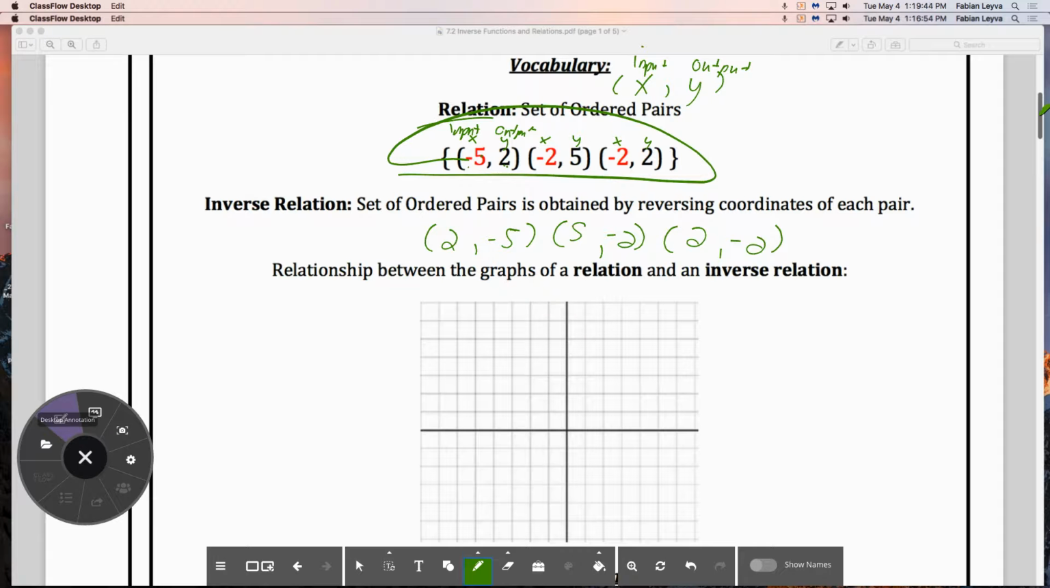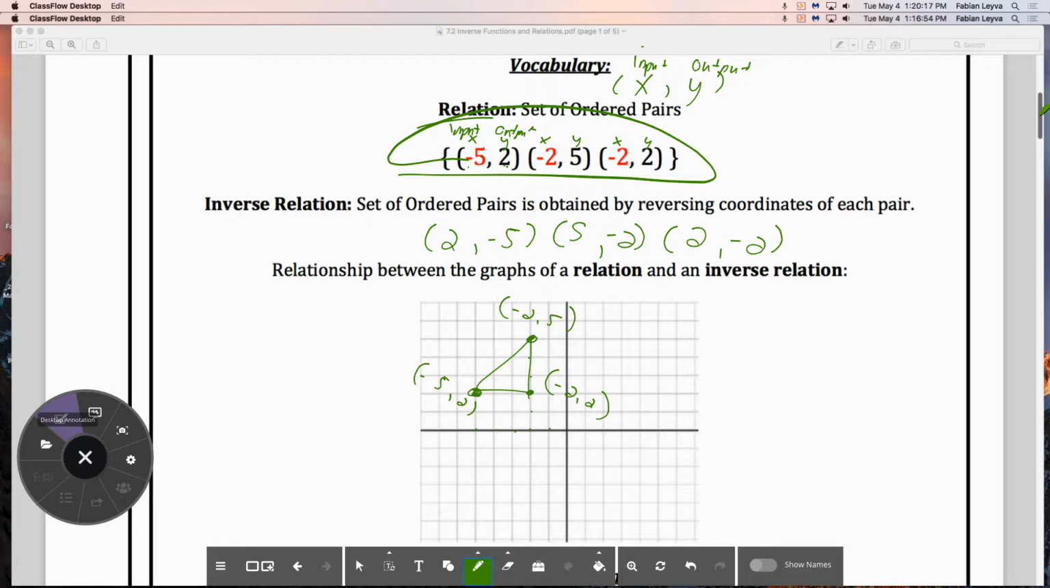Now I'm going to go ahead and plot these points. This is -5 and 2. So 1, 2, 3, 4, 5. -5 and a +2 is right over here. 2 and 5 is right over here. And -2 and 2. And I'm going to connect these so that way you can see a shape. You see it's a nice triangle there. So ignore this for now.